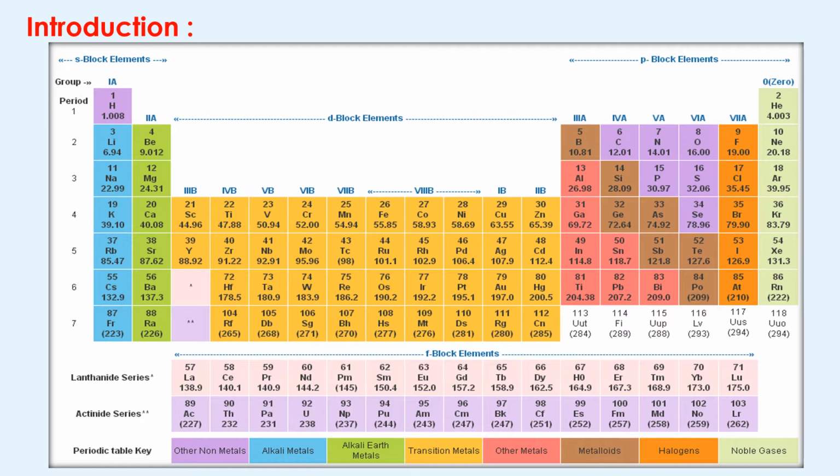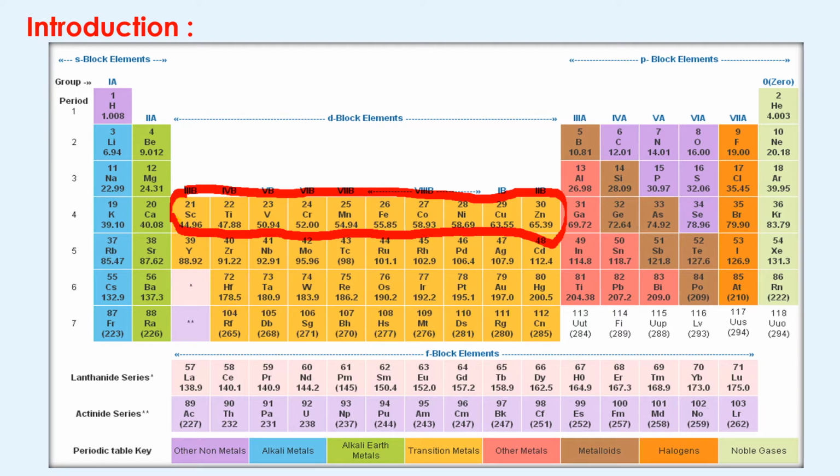from 4 to 7. So our first transition series is in period 4, whose last electron enters the 3d orbital, meaning the 3d subshell. So this is our first transition series. The first transition series starts from scandium and ends at zinc. Then the second transition series starts from yttrium to cadmium.